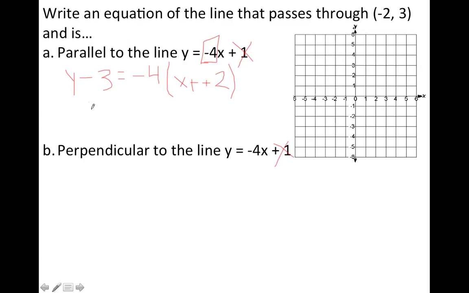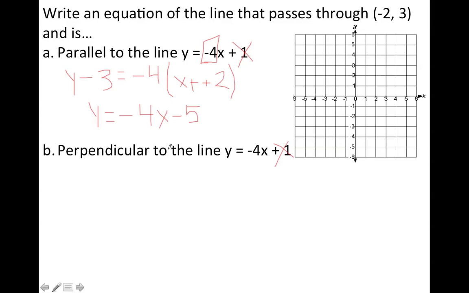We should get y equals negative 4x minus 5. Again, notice how negative 4 and negative 4, the numbers in front of x, are both the same, which is what we wanted. We needed parallel, or same slopes, but their y-intercepts are different, negative 5 and 1.